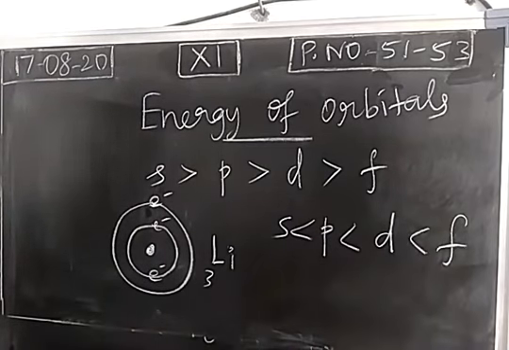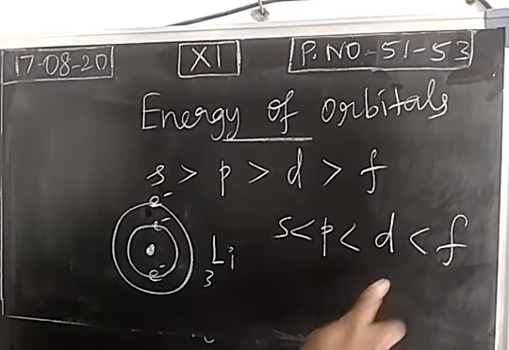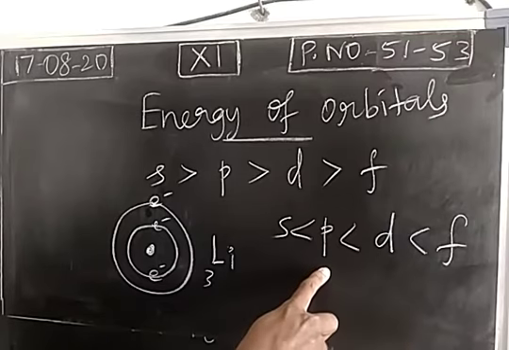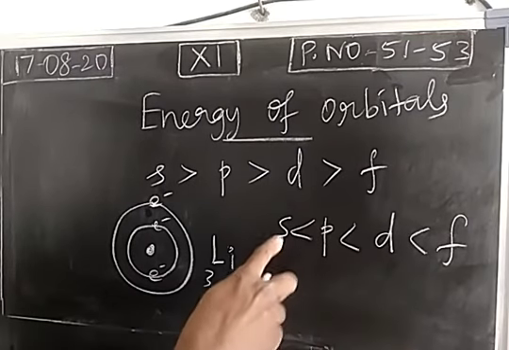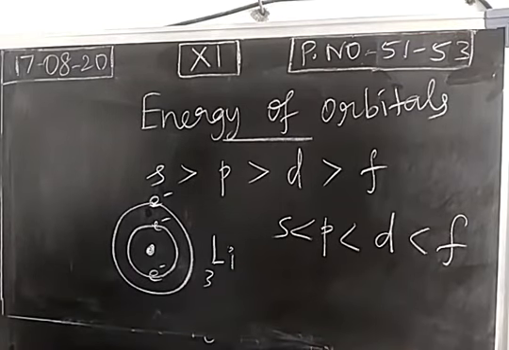So this is one more question. What about energy of orbitals in a shell? This is the order of effective nuclear charge. Energy will be opposite to that effective nuclear charge, so the f orbital has more energy than the d orbital. The d orbital has more energy than the p orbital. The p orbital has more energy than the s orbital. So this is the order of energy of orbitals in a shell.